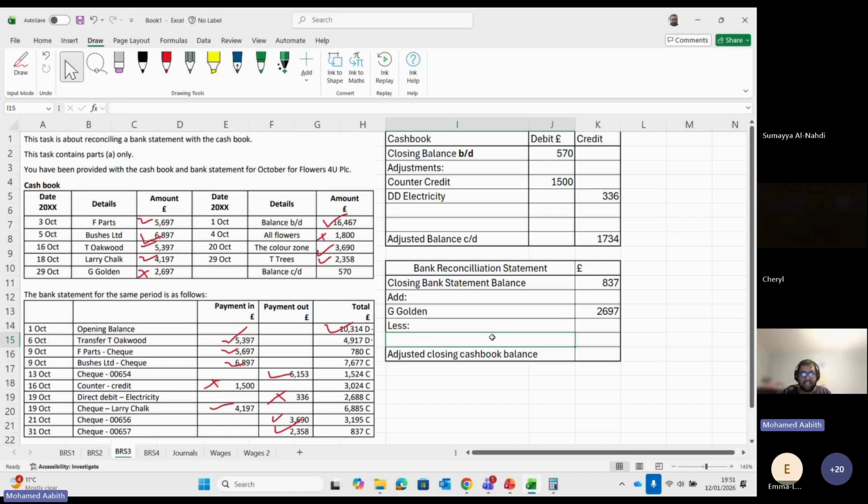And the next one is the unpresented cheque. It is for All Flowers, and once the cheque is cleared, it's going to reduce my bank statement balance. So what is the amount now we're going to see here? This plus that number minus the All Flowers, it's £1,734, and we got the same number again.